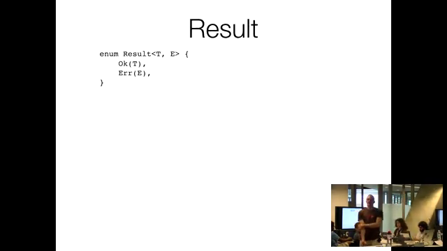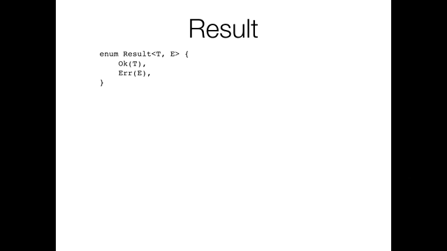The result type is very similar to the option type. It's just another generic enum. The difference being that whereas with option you either have something or you have nothing, with the result type you either have something or you have an explanation of why you have nothing. So you have the value type, which is the success value, and you have an error type in case an error happened.